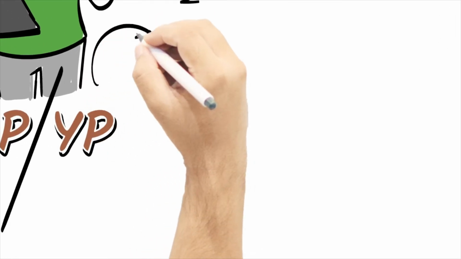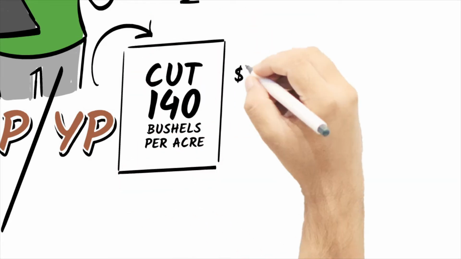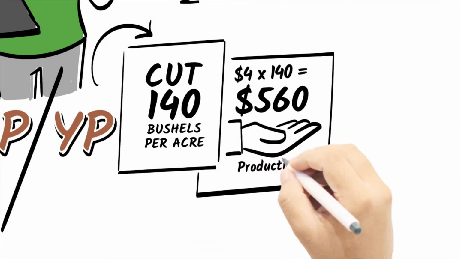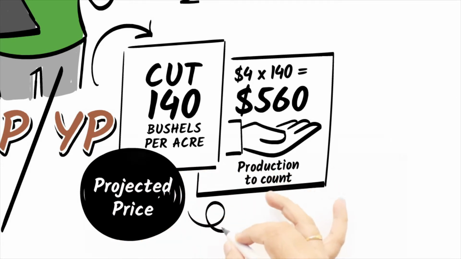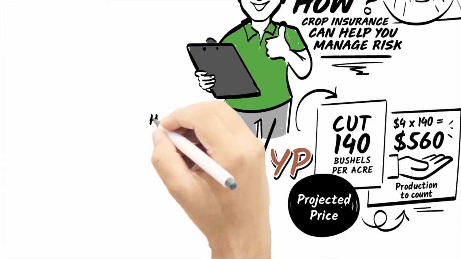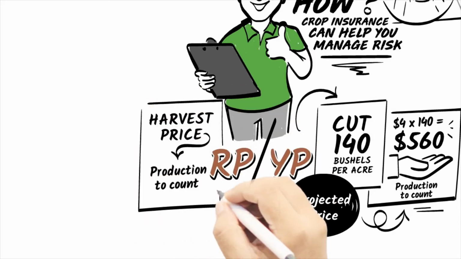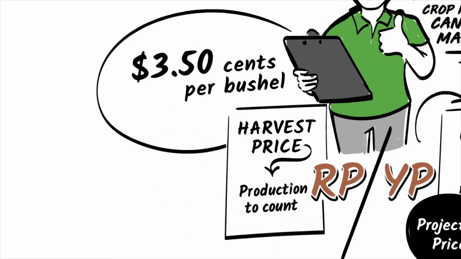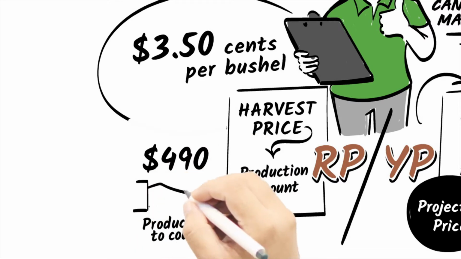In scenario 1, Farmer John cut 140 bushels per acre corn, meaning that he had $560 of harvest revenue, otherwise known as production to count. Under a YP policy, that still uses the projected price to calculate the production to count. On the other hand, if Farmer John has RP, he will use the harvest price to determine his production to count. In this scenario, it dropped to $3.50 per bushel, which brings his production to count to $490 under an RP policy.